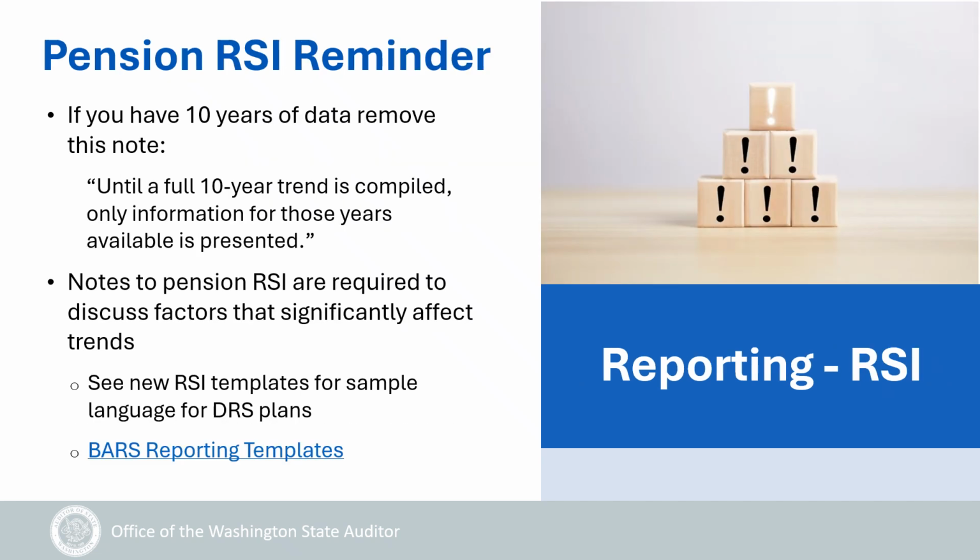Some RSI reminders: if you have 10 years' worth of data, you can remove the "until a full 10-year trend is compiled" note. Only information for those years available is presented, until we get to the 10-year trend. We have updated the notes to pension RSI in our templates to discuss factors that significantly affect trends for DRS plans. This is a GASB requirement.